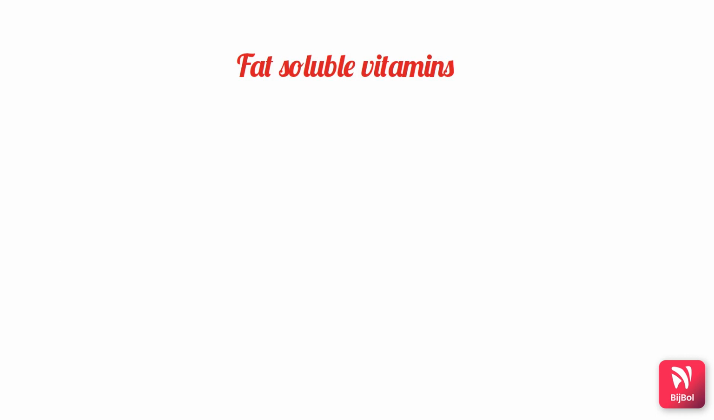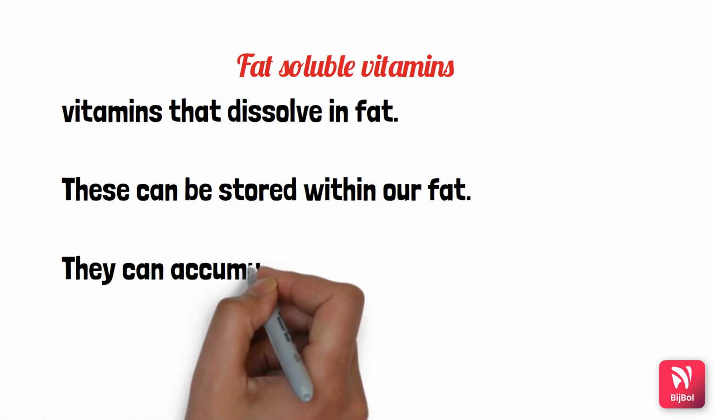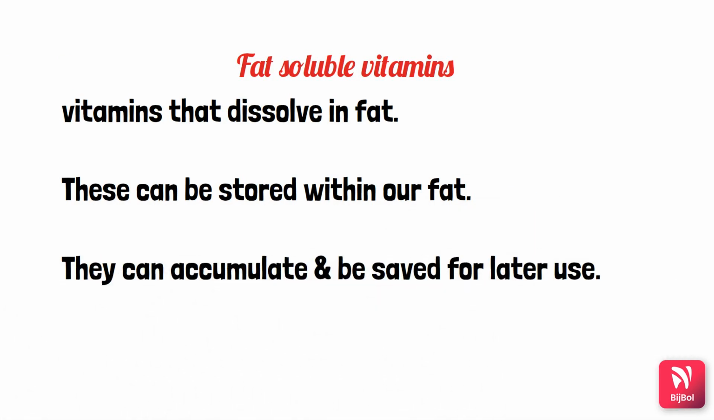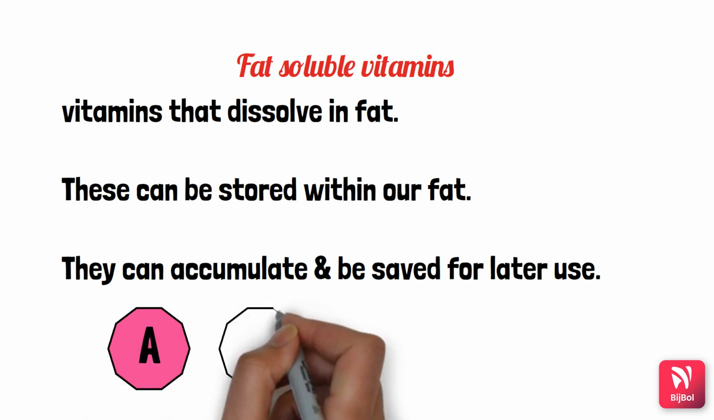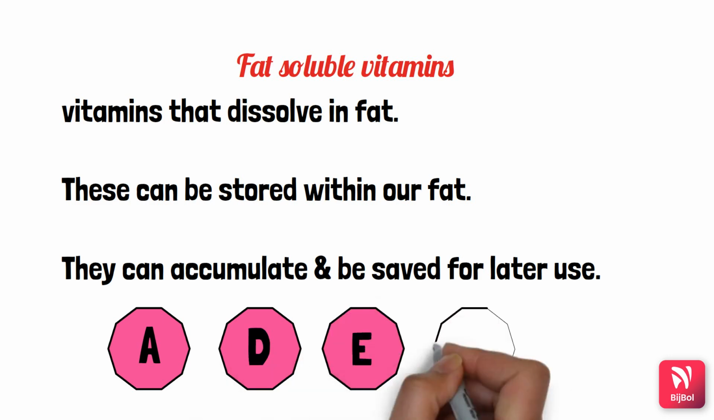First, fat-soluble vitamins. What are fat-soluble vitamins? These vitamins are dissolved in the fat, and these vitamins can be stored within our body fat. They also can be accumulated and saved for later use in our body. So the important point to remember is that fat-soluble vitamins are going to be stored in the body. Now let us know the different types of fat-soluble vitamins. They are vitamin A, vitamin D, vitamin E, and finally vitamin K.